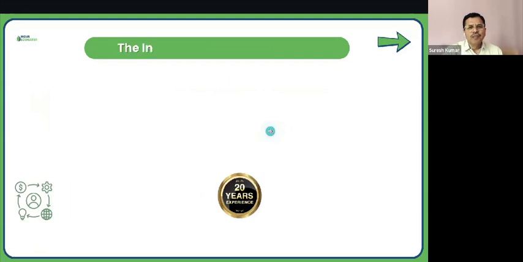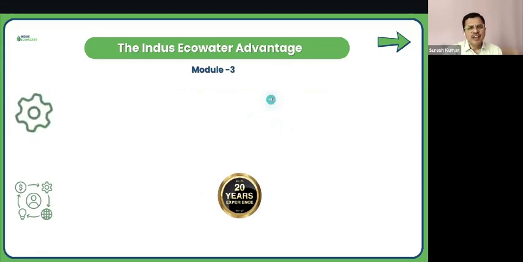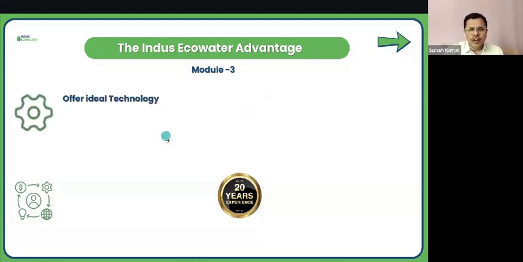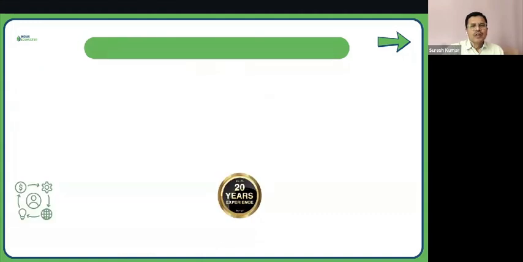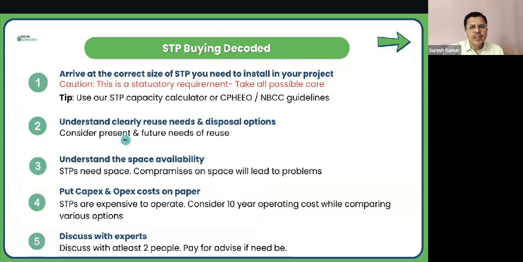All right. Now, what are the advantages for Indus Ecowater? Let's come to this final stage of our presentation. How does Indus help? We offer ideal technology suitable for your site. We don't sell one technology. We manufacture easySTP, but easySTP is not ideal for every location. We sell SBR, we sell MBBR. Based on your site requirement, we give you STP requirement. All right. So, our advantage is we give you all possible options.